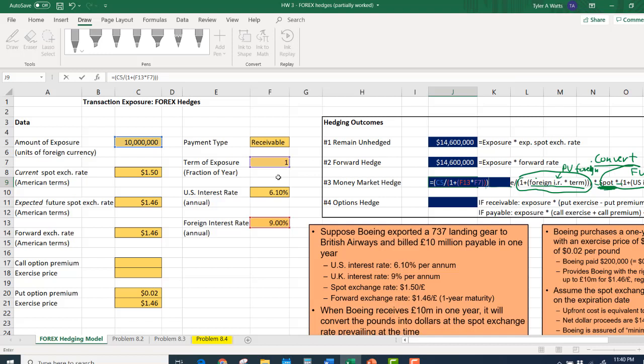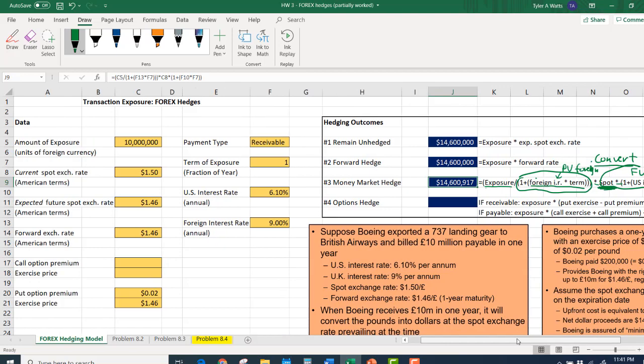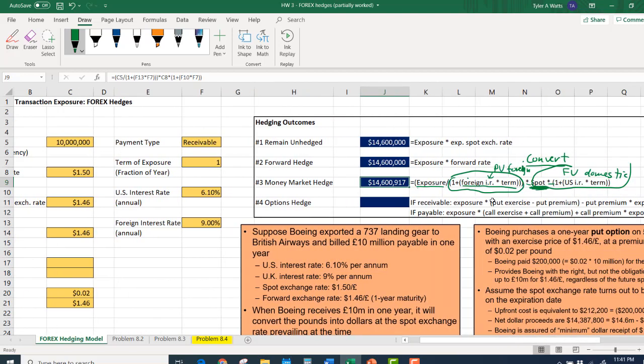Okay, I'm closing out everything there. Times spot exchange rate, current spot exchange rate, times parentheses 1 plus parentheses US interest rate times the term, close the parentheses, close the parentheses. Okay, so that's what it's going to look like. Press enter and we're all set. Now that was a little bit of math, but we know exactly what we're doing, so we can slow down, take our time, and make sure we enter things correctly.